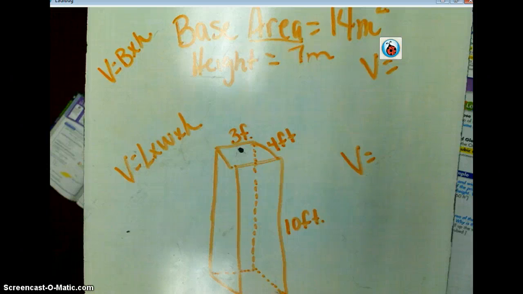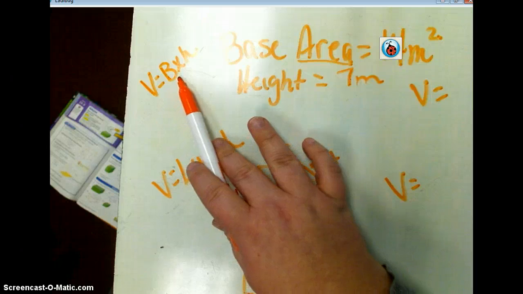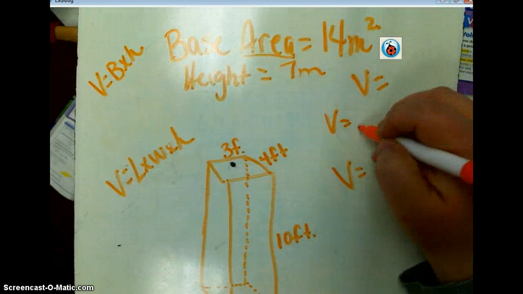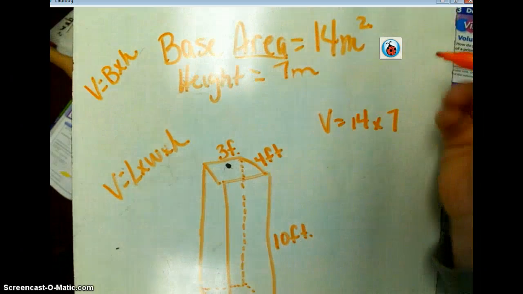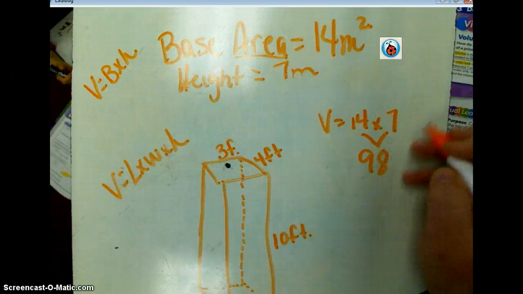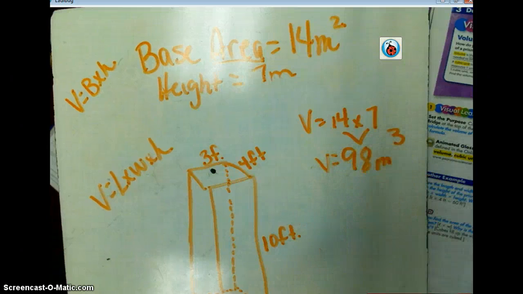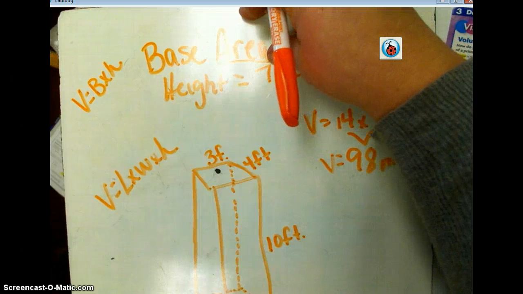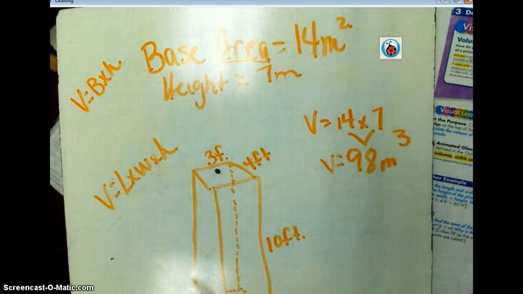I can't see your top one at all. Here I would follow the formula of volume equals base area times height. So I would take volume equals my base, which is 14, times my height, which is 7. 7 times 14 is 98 meters cubed. Remember, when they're giving you the base area, all they did is already multiply the length times the width for you, Ben.